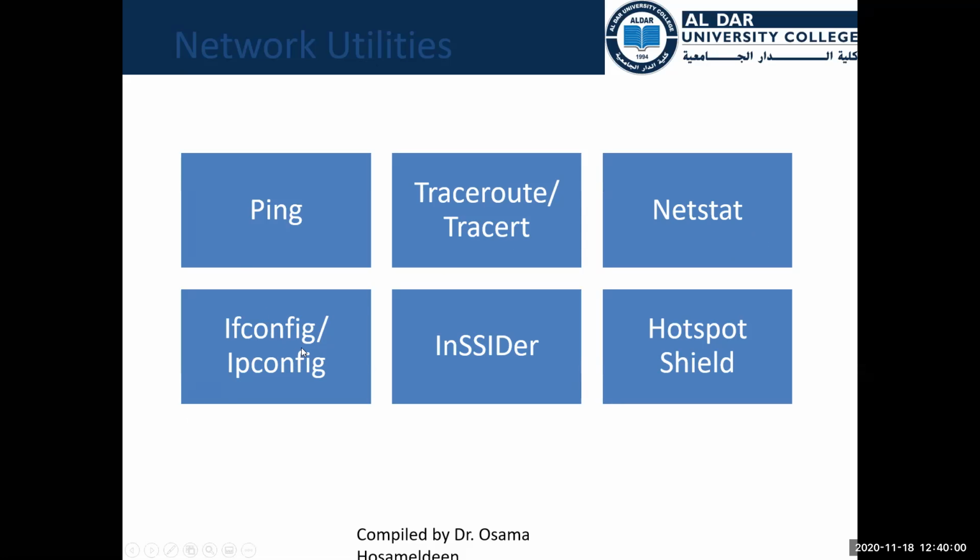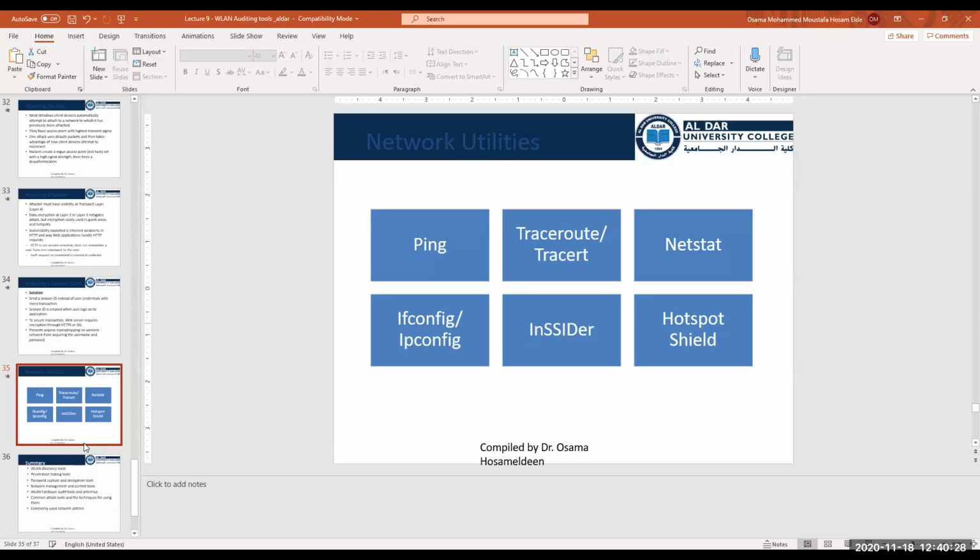ipconfig and ifconfig display the current IP and the subnet mask. inSSIDer is used to navigate the wireless access points and see their SSIDs and other configuration. Hotspot Shield is used as a VPN to protect you from being hijacked by an attacker. This is the last slide of today's lecture. So I just want to go through all of these tools.